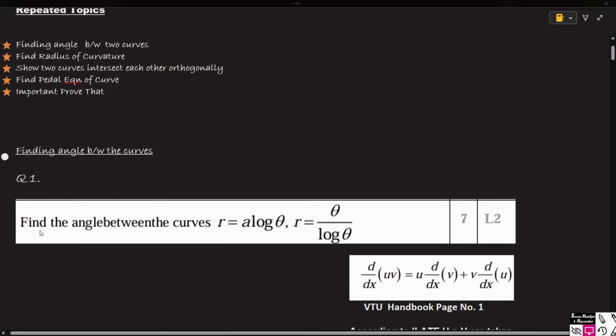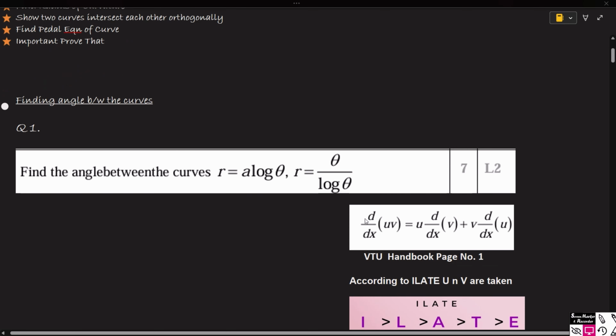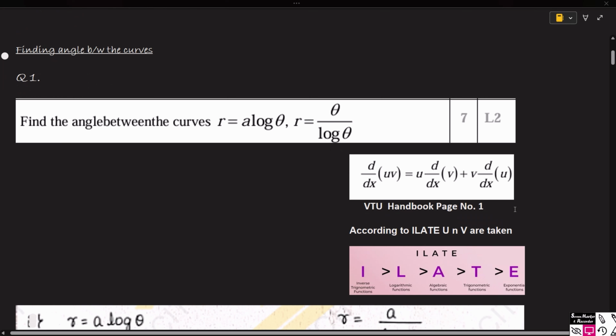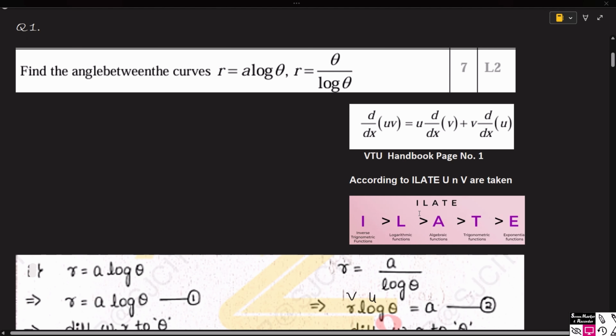The first question here is: find the angle between the curves r equal to a log theta, r equal to a divided by log theta. Here we have the formula that we are going to use. We don't need to remember any formula. All the formulas are provided in the VTU handbook, and this formula is on VTU handbook page number 1. I will provide the link in the description for the VTU handbook.